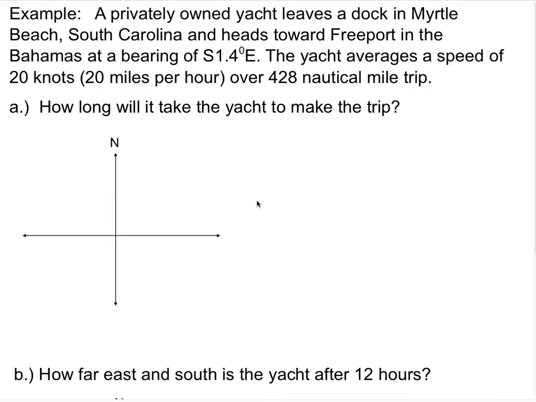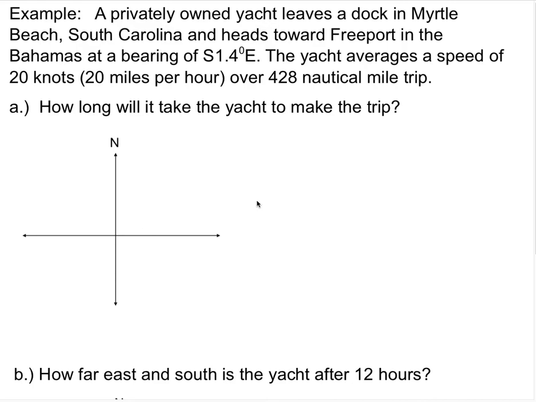Here's another example of using directional variance in right triangle trig. Imagine you have a boat that leaves a dock in Myrtle Beach, South Carolina, and heads towards Freeport in the Bahamas at a bearing of south 1.4 degrees east. The yacht averages a speed of 20 knots, which is 20 miles per hour, and it travels 428 nautical miles in the trip. How long will it take the yacht to make this trip?